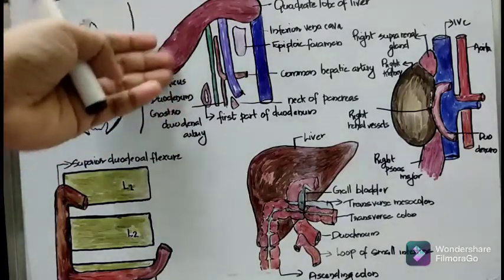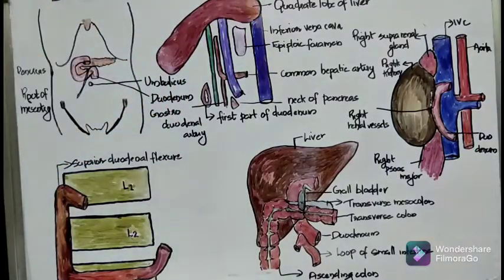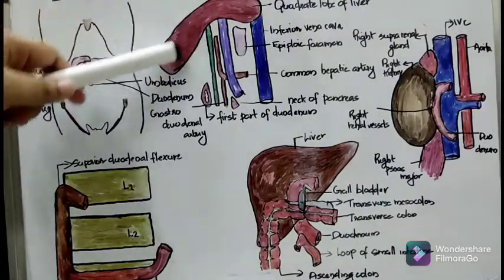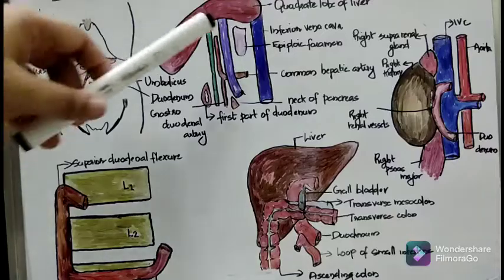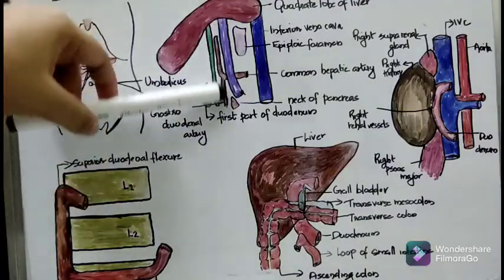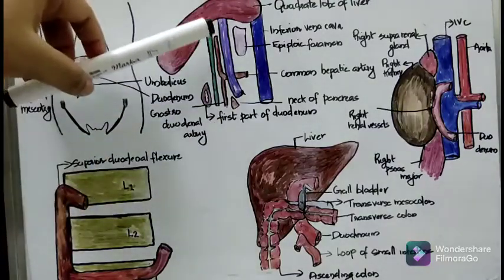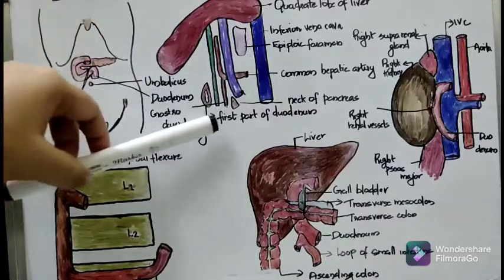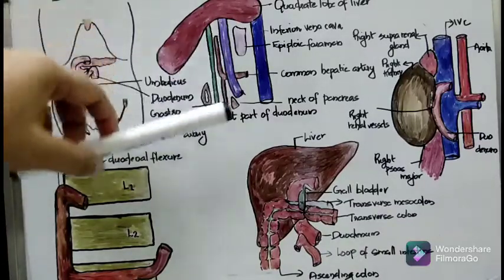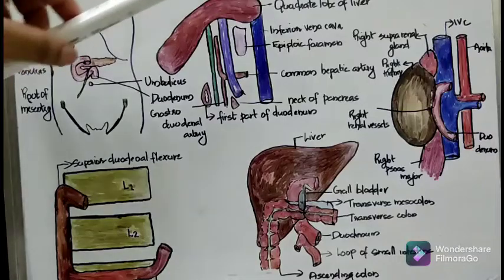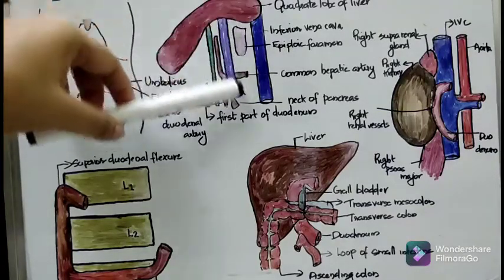Anteriorly you can see the quadrate lobe of the liver and also the gallbladder. Here you cannot see that. This is the quadrate lobe of the liver, and posteriorly there is the bile duct. This is the bile duct, and next you can see the gastroduodenal artery. This is the gastroduodenal artery, and also you can see the portal vein.